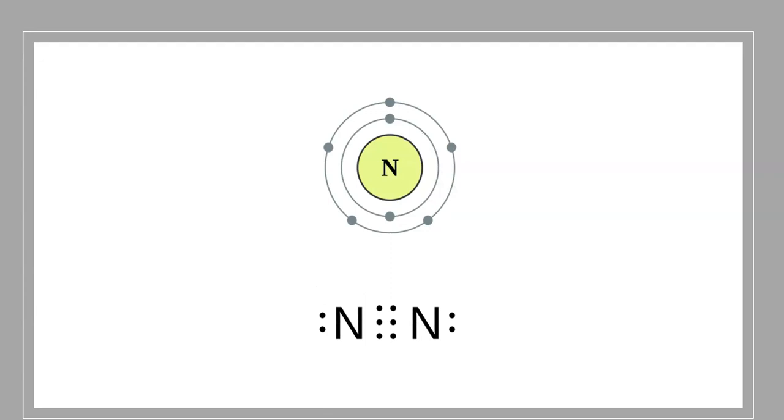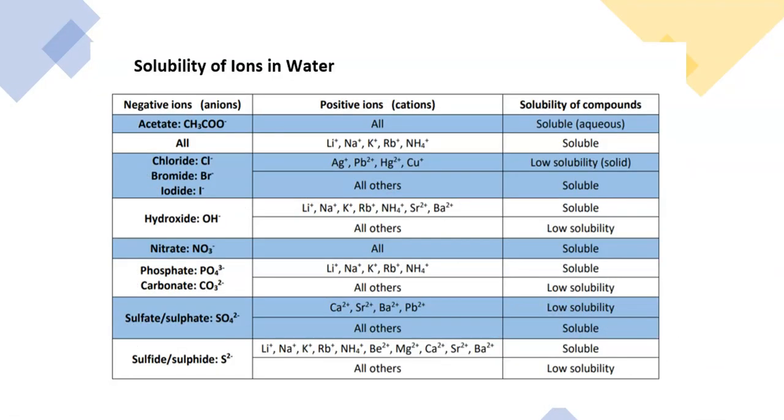Here we've got nitrogen bonding with another nitrogen atom, so N2, and because there's only 5 electrons in the outer shell here, it wants to get to 8, so 5, 6, 7, 8. They need to share 3 electrons each to fill their outer shell. A triple bond is much stronger than a single bond in covalent bonds.